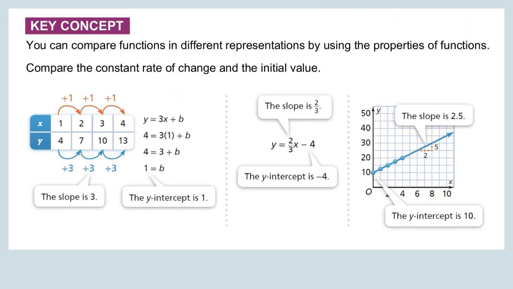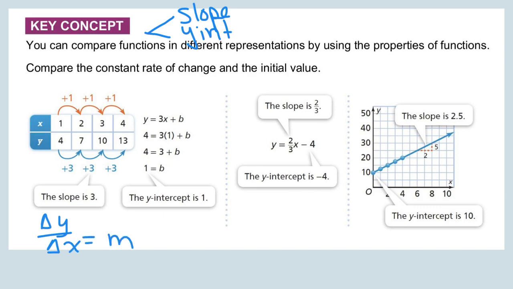All right, here is your key concept on page 180. When we are comparing functions, remember we are comparing two things. We are comparing the slope, otherwise known as rate of change, and the y-intercept, or the starting point. If you are given a table, you are looking for your change in y over your change in x to get your slope. And every time here it came out consistently, 3 over 1. And then they used something called point slope form to figure out their y-intercept.